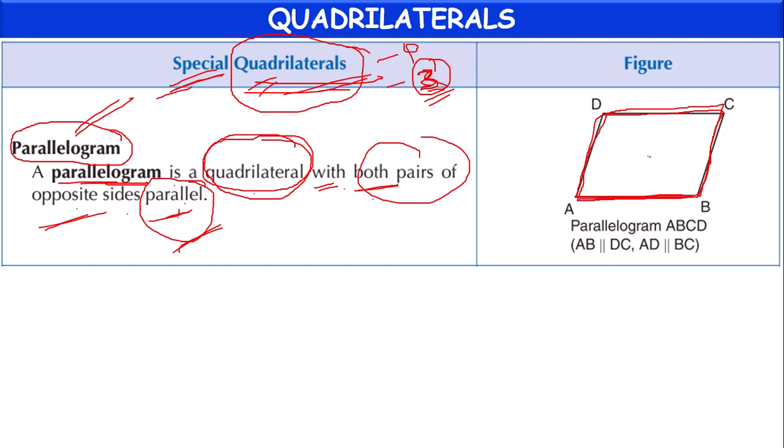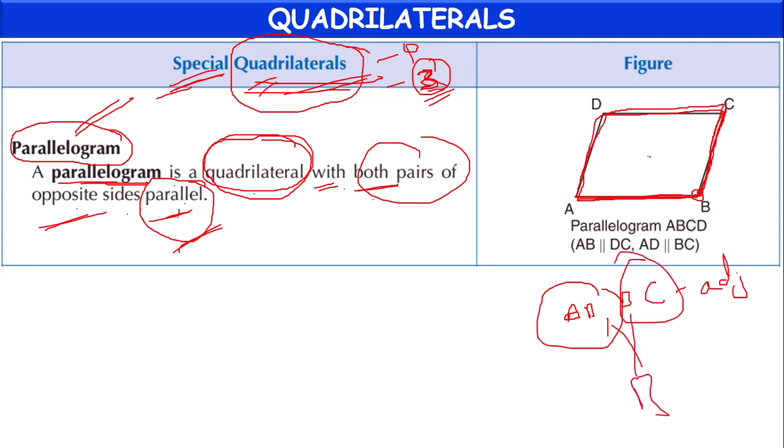So here AB and BC are adjacent sides. Why are they adjacent sides? Because they have a common endpoint B. So that's why they are adjacent sides.